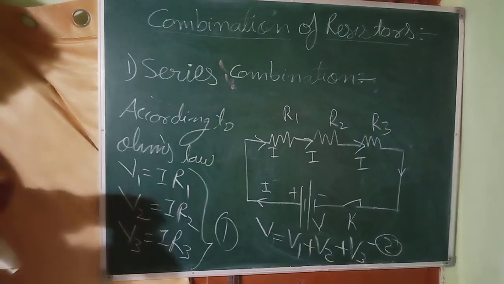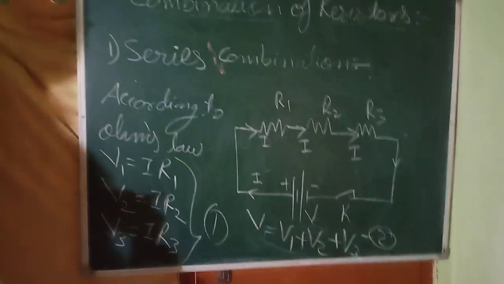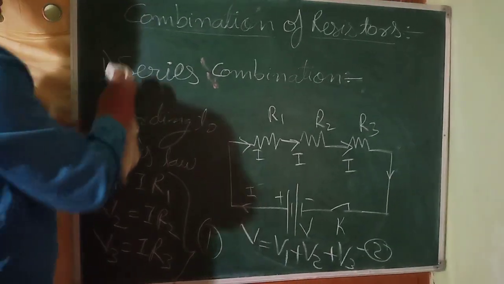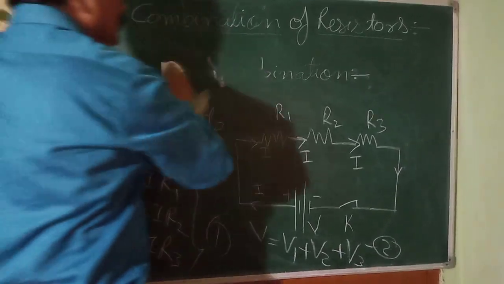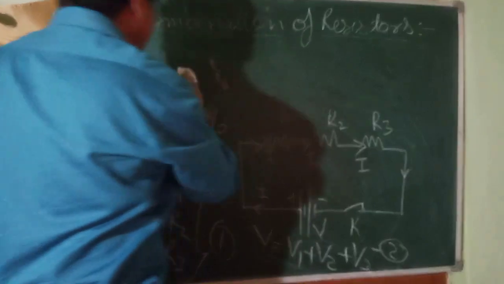So we got the second equation, V is equals to V1 plus V2 plus V3. Now we have to move ahead, so I have to rub this. From equations 1 and 2, what we can write?